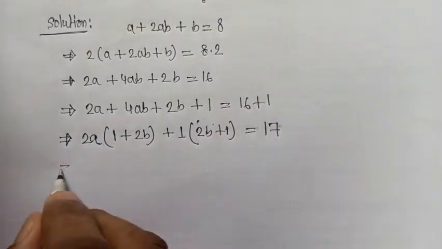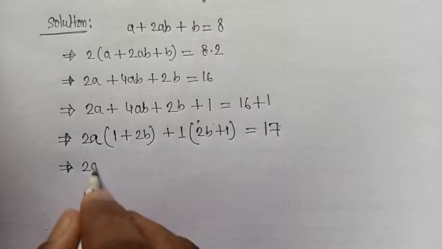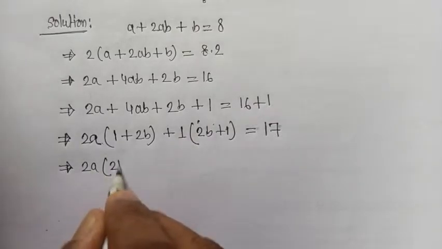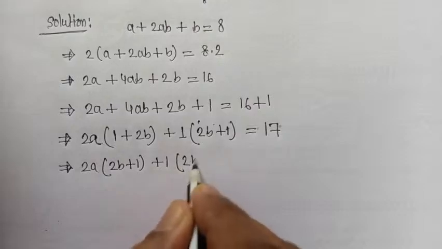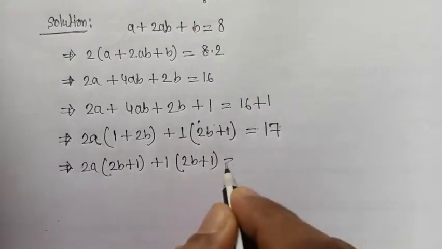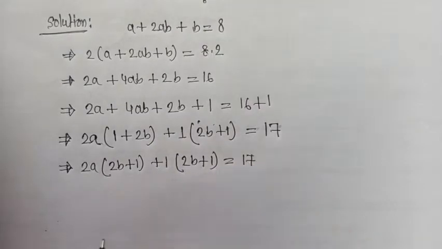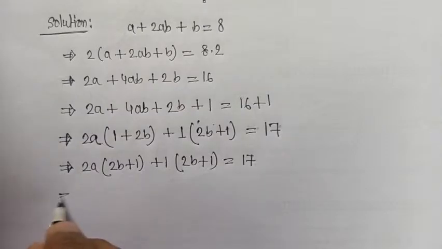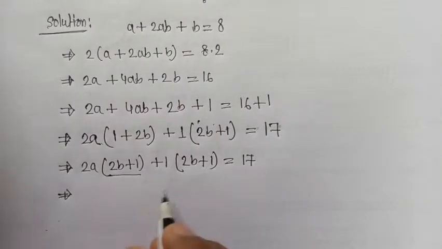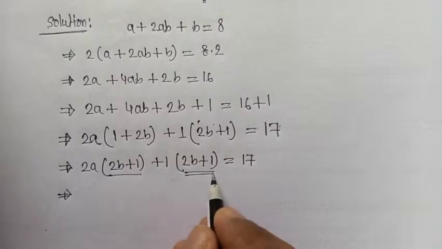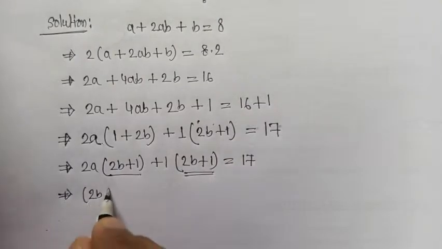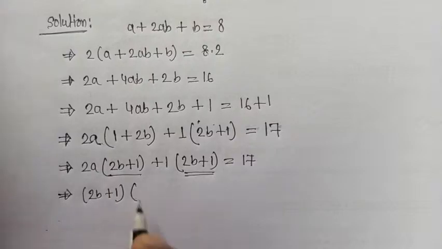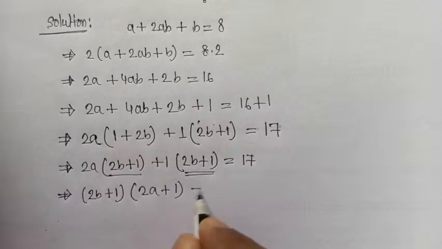Now we can write this as 2a times (2b plus 1) plus 1 times (2b plus 1) equals 17. Now here on both sides we get 2b plus 1, so we are going to take common 2b plus 1. So the rest part will be 2a plus 1, which is equal to 17.